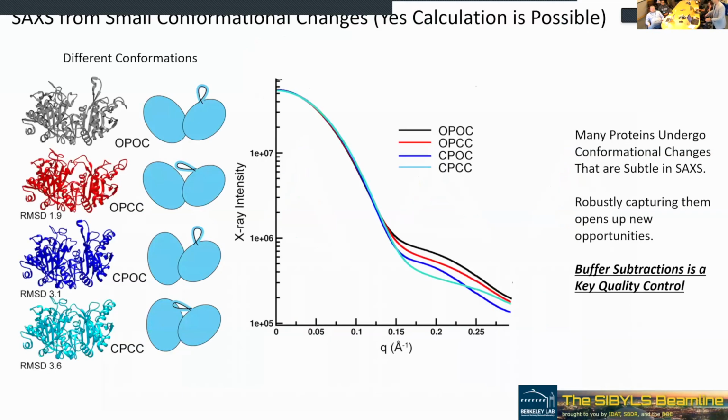All right, and so that manifests itself in going from your SAXS profile of X-ray intensity versus momentum transfer. So these are very subtle conformational changes of one protein. So this protein has a cap. That cap can close. These are two domains. These domains can come closer together or further apart. And all 4 of those options put together give you 4 different scattering profiles.